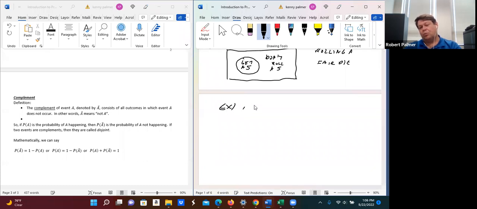Once again, we're going to roll a fair die. Okay. Let's call our event A. We're going to get, once again, a 5. Then A complement is we're going to get another number. In other words, not get a 5.